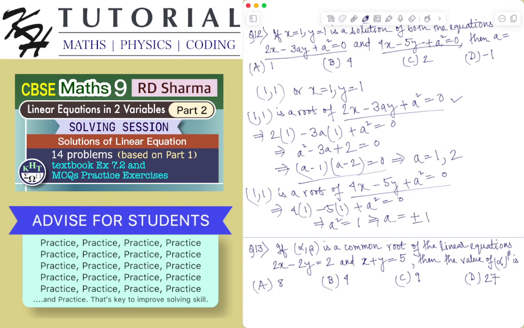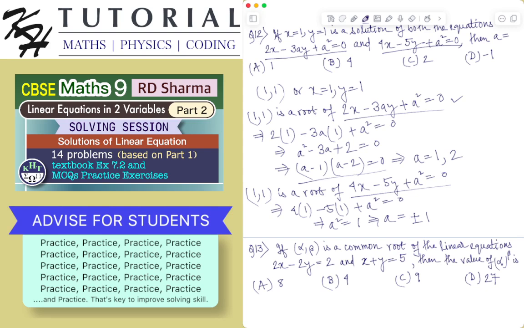So from satisfying the root to the second equation, we are getting a square is equal to 1. From here, we can say we have two values of a equals to plus minus 1. So now the question is, what should be the value of a so that the ordered pair 1 comma 1 will be a root of both the equations.